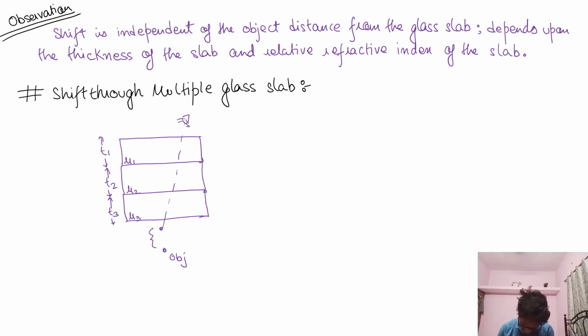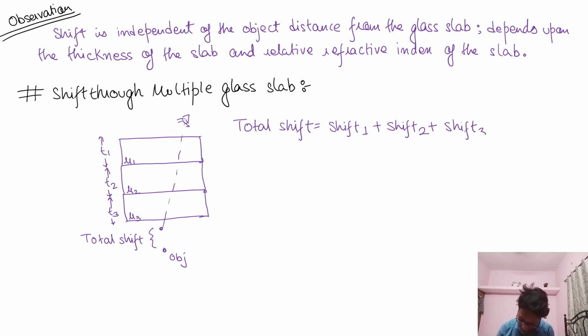This distance is the total shift. So the formula for total shift due to multiple glass slabs is equal to the shift due to glass slab 1 plus the shift due to glass slab 2 plus the shift due to glass slab 3. That means the total shift is the sum of the individual shifts: glass slab 1 plus glass slab 2 plus glass slab 3.